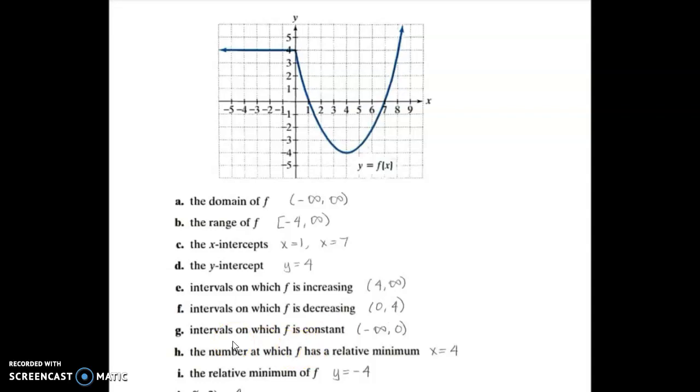Part G, intervals on which f is constant. Starting out here on the far left at -infinity, it's constant all the way up until right here, which is 0. So from -infinity to 0, we have constant behavior.